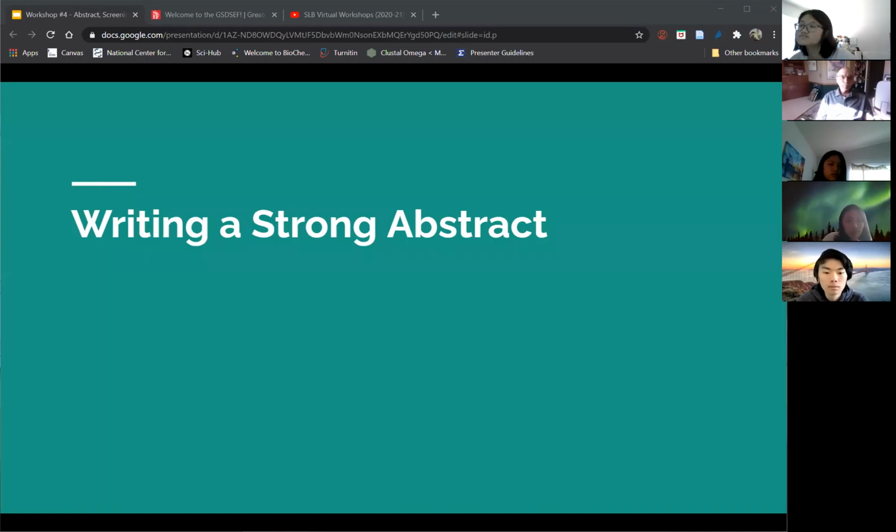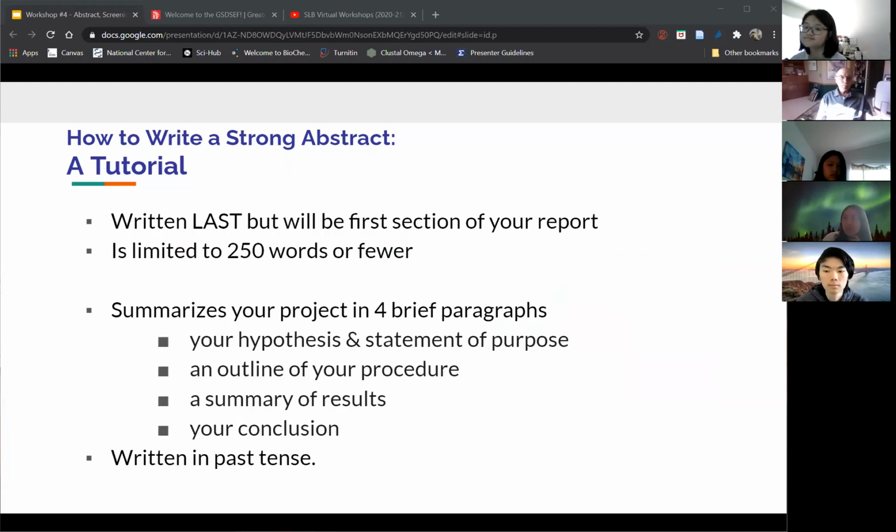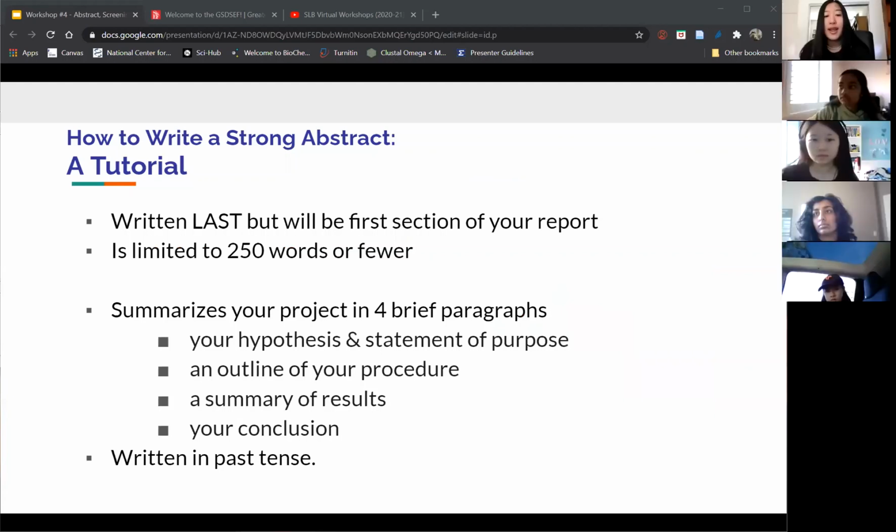Now that we've covered all of the components of the notebook, we're going to do a brief tutorial on how to write a strong abstract. The abstract is written last, but goes in the front and is usually the first thing that judges read. It can attract society or special award judges to your project and give division judges a chance to pique interest. So it should be really succinct but powerful.